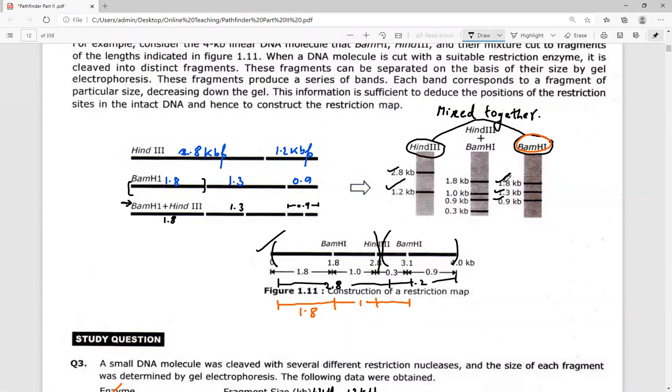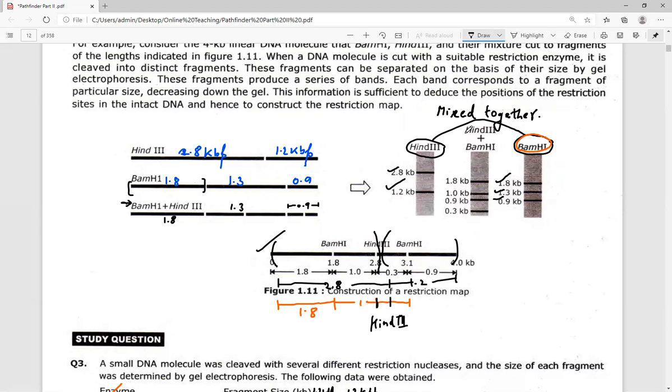Then 1.8, then 1.3. Where is 1.3 lying? 1.3 cleavage is going to take place here. But this cleavage is a cleavage which is produced as a result of HindIII. ये क्लीवेज किसकी वजह से हुआ है? हिंड थर्ड की वजह से हुआ है. देखो ये रहा ये क्लीवेज, ये रहा ये क्लीवेज. कितने पे था? 1.8 and 1 was equivalent to 2.8. Okay, so this is the region that we are going to talk about.